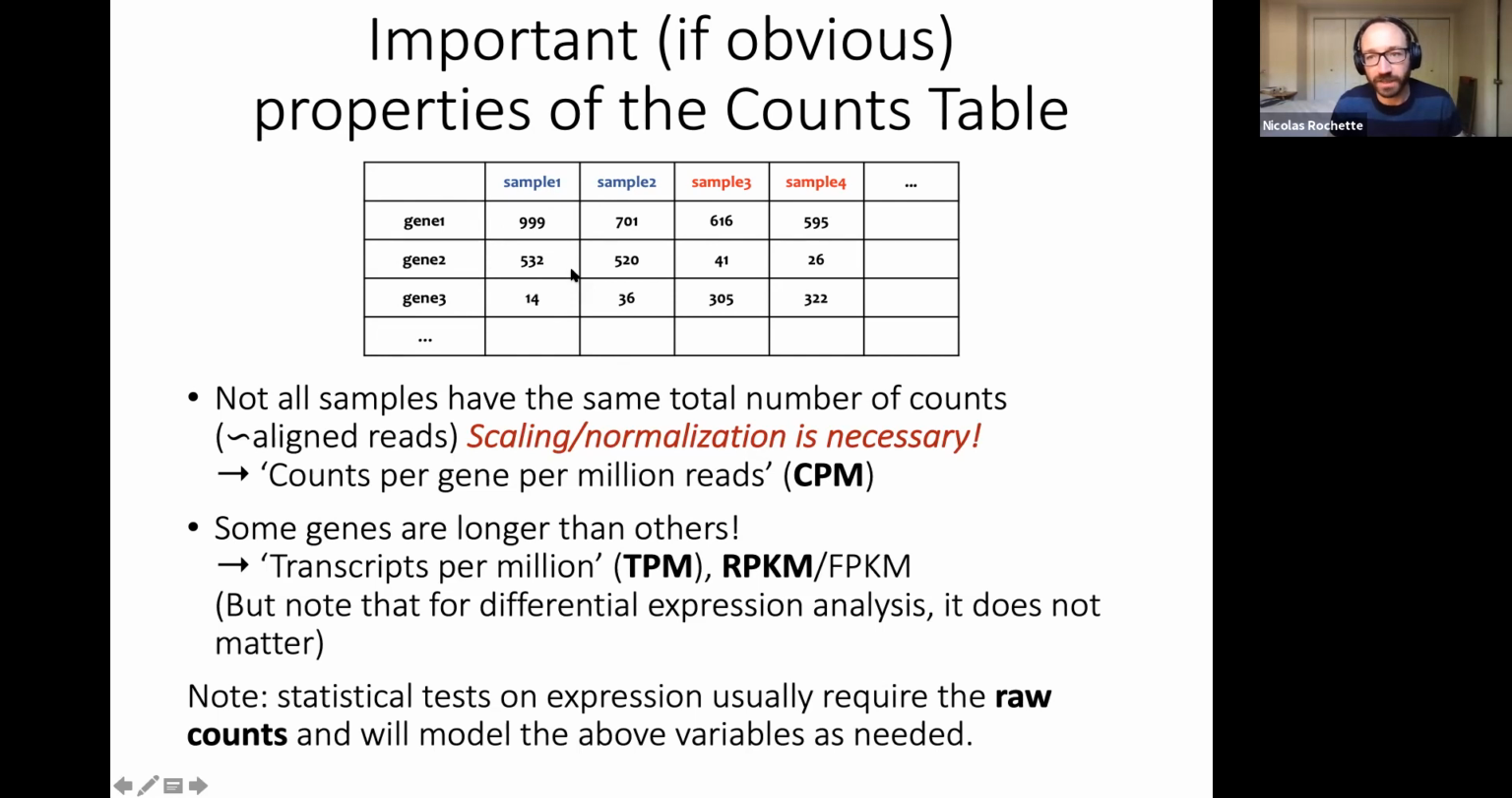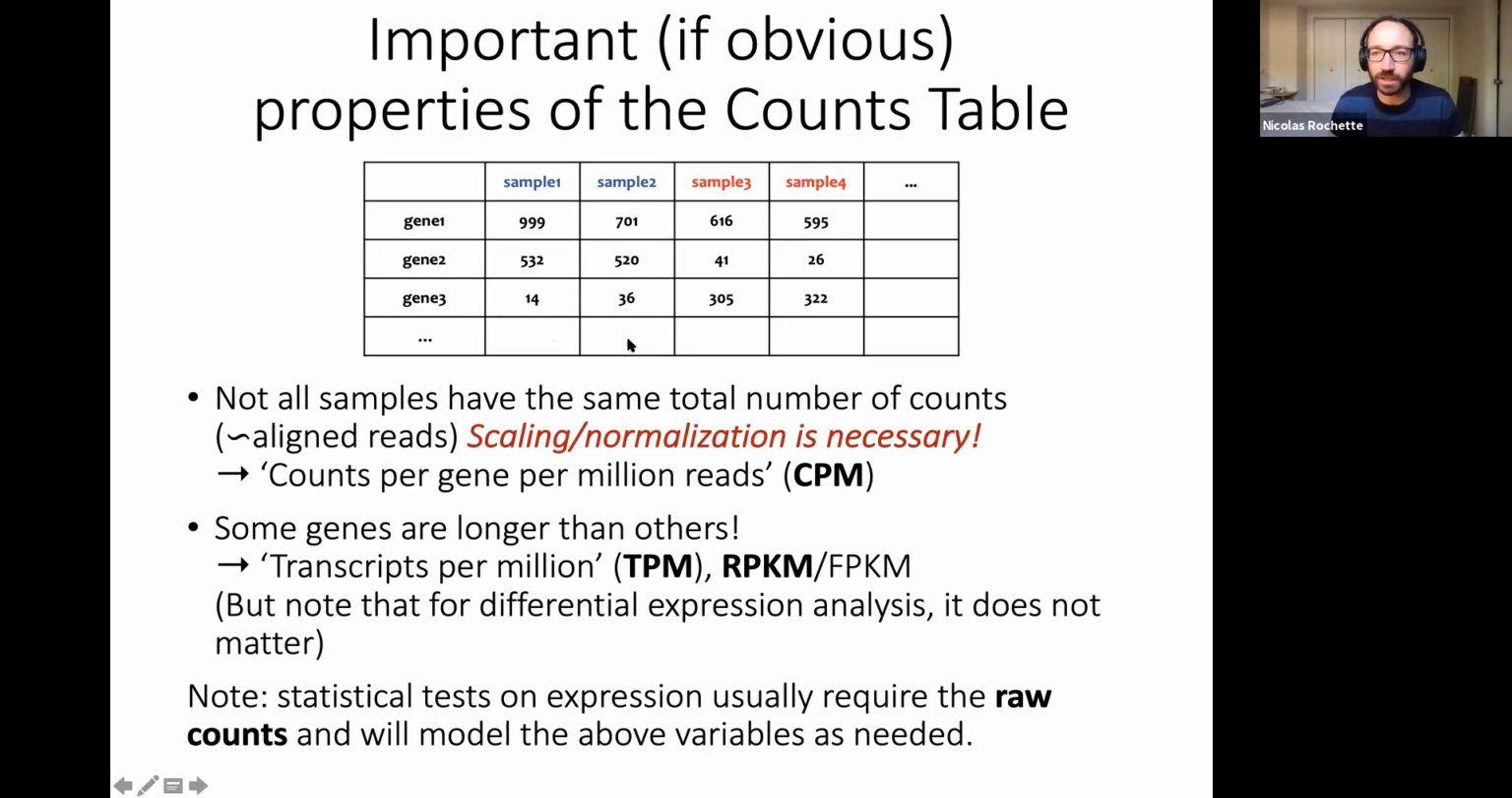One consequence of this is that if we're looking at one specific gene and just looking at the counts from different samples, let's say we're comparing sample 1 and sample 2 here. We see sample 1 has 532 reads, and sample 2 has fewer reads for that gene. But actually, because sample 2 has fewer total reads, the proportion of reads that map to that gene in sample 2 is actually higher. And so we really want to normalize that table.